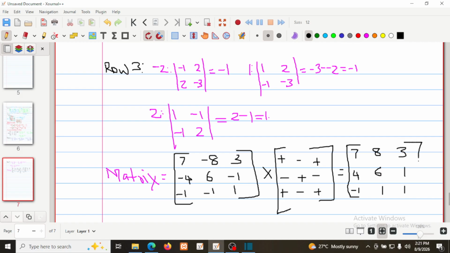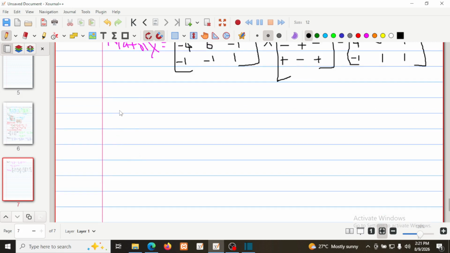So this is our matrix, which we must call A. So we find the adjoint of this matrix A, this intermediate matrix. What is the adjoint of the matrix A?